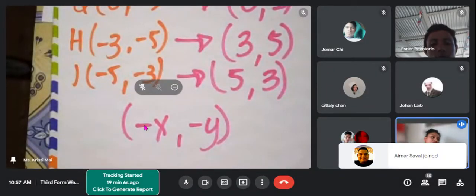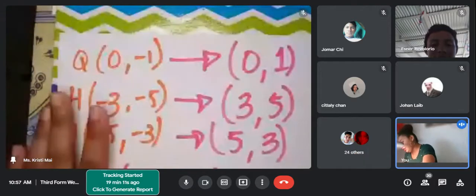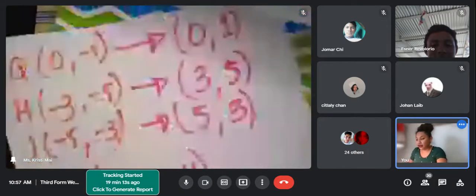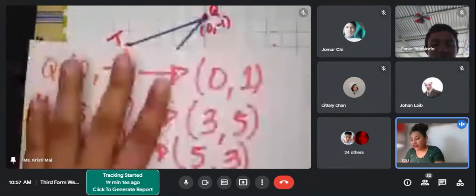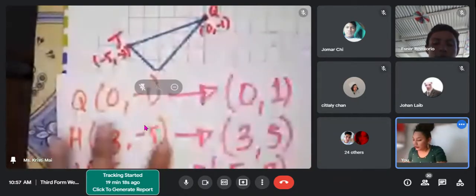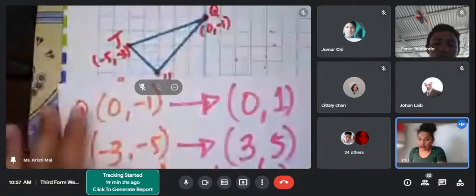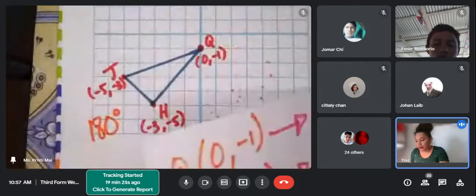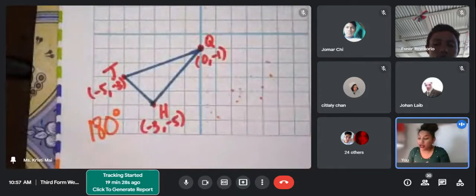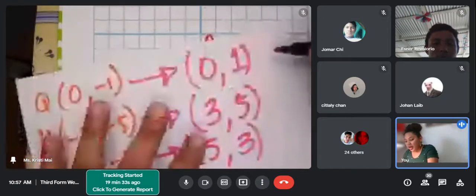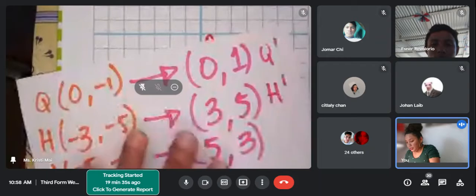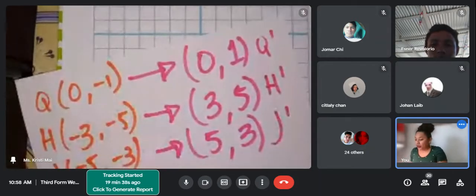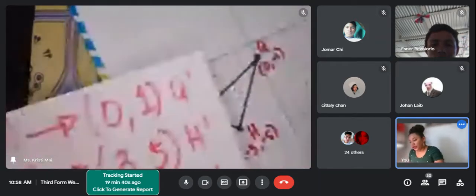Now, I'm not going over the negatives and the positive signs, because that is something you should already know by now, so I'm not going to go in depth with that. Now I'm going to take these new points and plot them here in the same graph. This is my original one. Remember that when you're labeling, a lot of you lost points because when you are labeling your new points, it has to be Q1, H1, J1. That is what I'm going to be labeling right now.